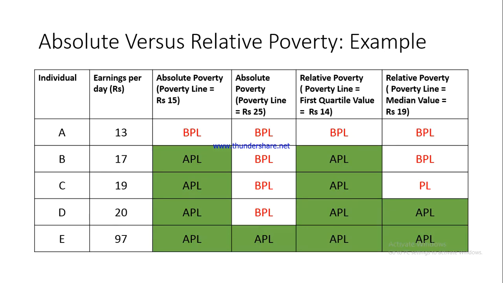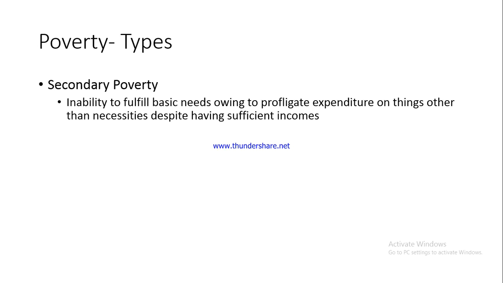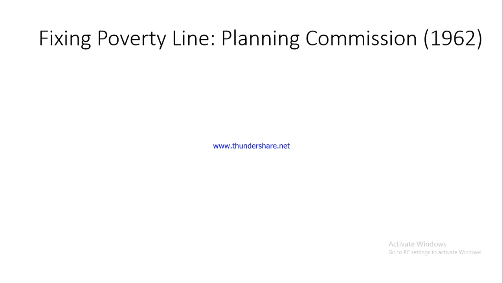Up till now we have discussed poverty and poverty types. We talked about secondary poverty and rural versus urban poverty as well. Today we have to basically discuss how the poverty line is fixed.